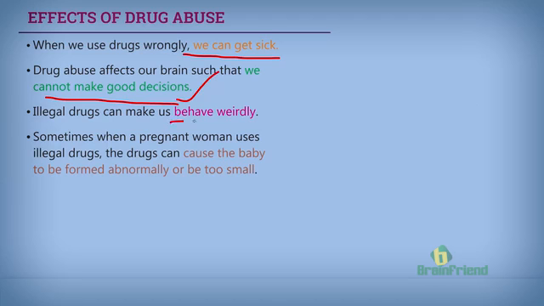It can also make us behave weirdly. A young child who has taken in cocaine may just come into the class, dance around, sit on the table, act as a teacher, and begin to say things that are not correct. This child is no longer in his normal state of mind. That is one effect illegal drugs can have on people. Sometimes it can cause a baby to be formed abnormally when a woman who is pregnant takes them in. Sometimes the baby may come out and be too small. These are some effects of drug abuse.